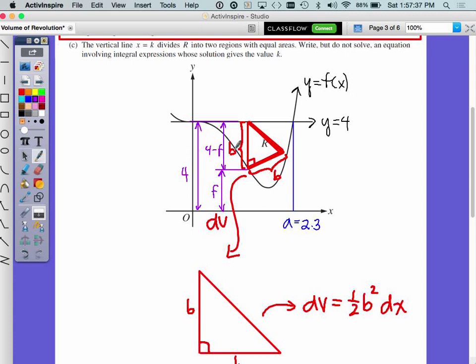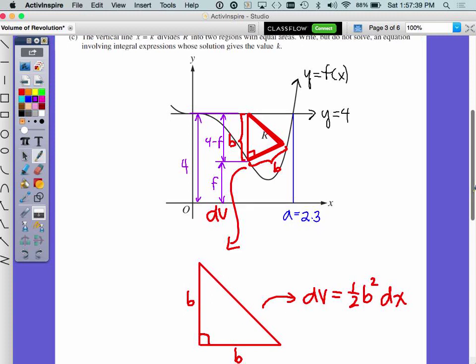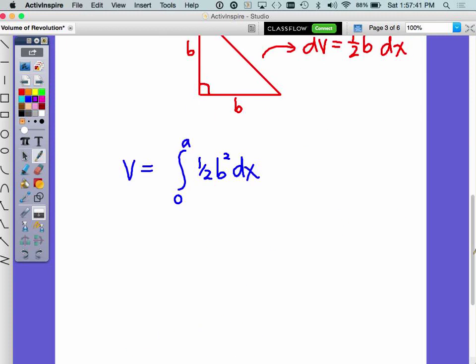So now I know that b is equal to 4 minus my function, and I can put that straight into my expression. The 1/2 here is a constant, so I'm going to pull it out in front of the integral. I'm integrating from 0 to a still. B I've now defined as 4 minus f at x, quantity squared because the b is squared, times dx.